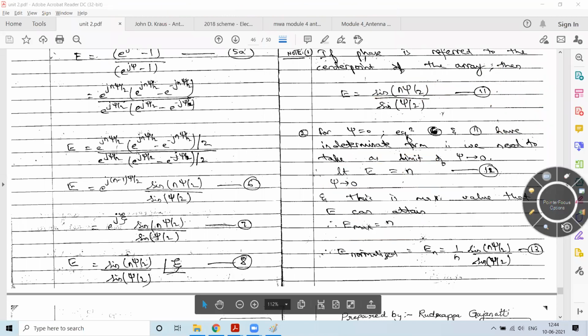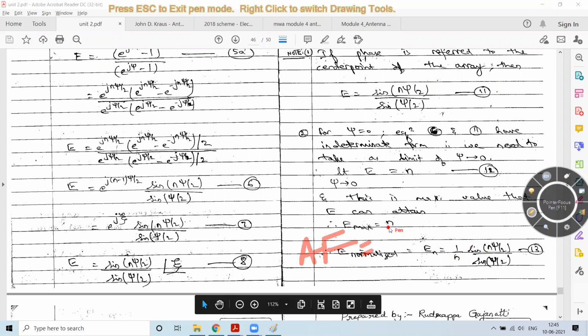Now if I have to obtain the normalized value, which is nothing but the array factor, the array factor is given as E divided by Emax. What is E? E is sine n psi by 2 divided by sine psi by 2. And Emax is n. So the normalized value, which is the array factor, is 1 by n into sine n psi by 2 divided by sine psi by 2.